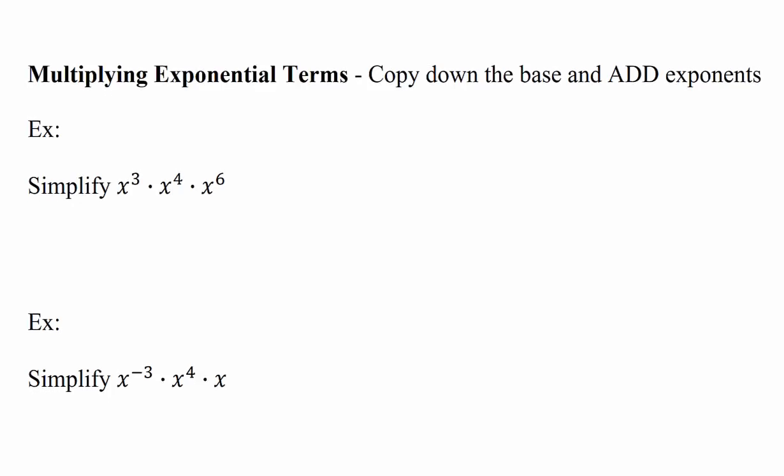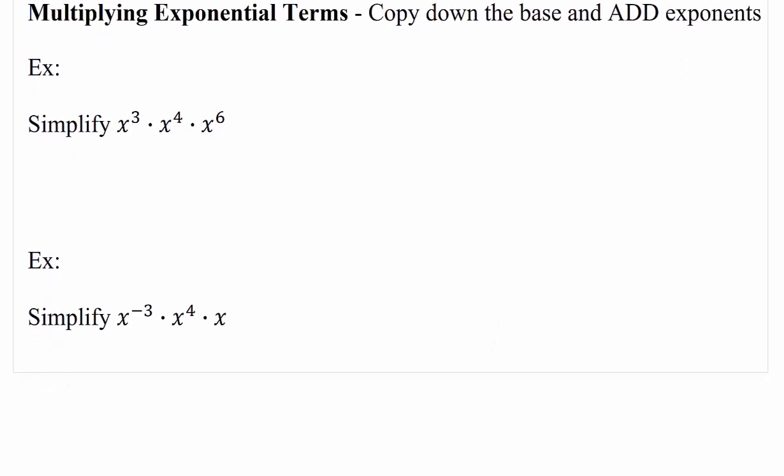So how do we multiply exponential terms? Well, when the bases are the same, we're going to copy down the base and we're going to add those exponents together. So if I look at this first example, I've got 3 terms of x being multiplied. So their bases are the same, so I'm going to copy down their bases, and I'm then going to add their exponents. And so 3 plus 4 plus 6 is going to be x to the power of 13.